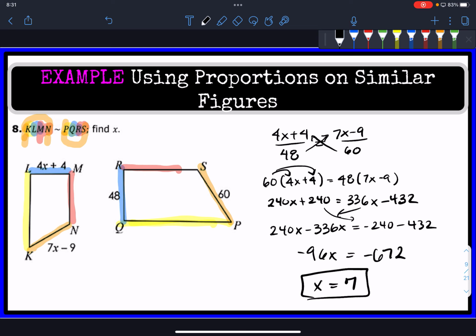And that concludes the last example on using proportions to figure out the value of x, using the similarity statement. So it's all within the similarity statement to set up the proportion.